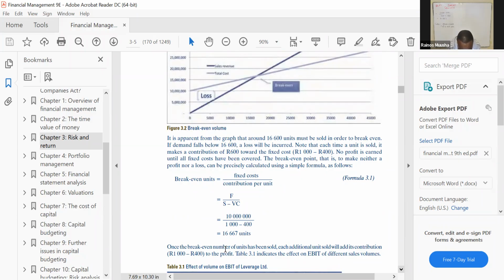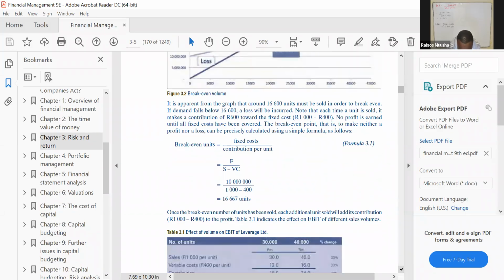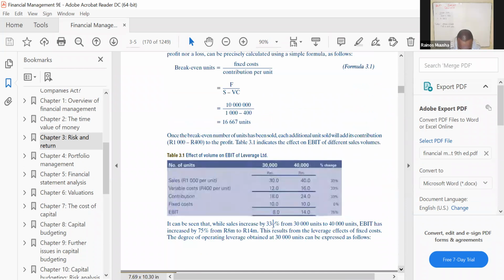Here they say once the break-even number of units has been sold, each additional unit sold adds its contribution to profit. Table 3.1 indicates the effect on earnings before interest and tax of different sales volumes as well. So if we're going to be selling 30,000 units, our earnings before interest and tax is going to be 8 million. If we're going to be selling 40,000 units, our earnings before interest and tax is going to be 14 million. Are we on the same page so far?